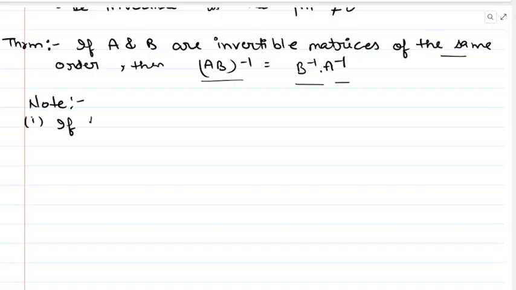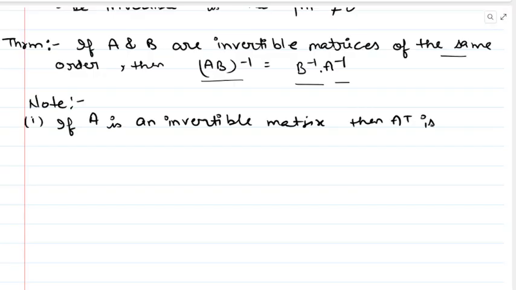If A is an invertible matrix, then A transpose is also invertible. And what will be the inverse of A transpose? We have, (A inverse) transpose.